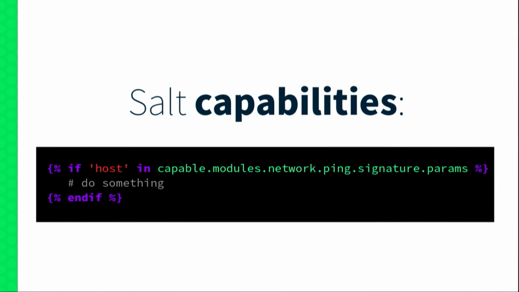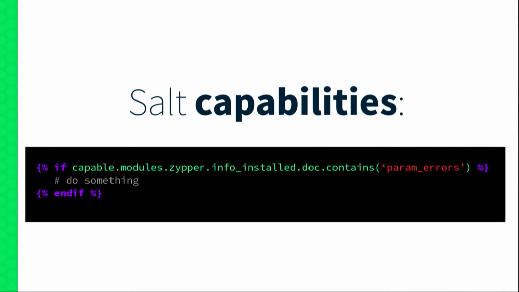So we can do it with this kind of stuff. This is an SLS file. Also, we can do something like, okay, let's see if the zypper info install documentation contains a reference to this particular parameter or whatever, and then we can take a decision there. Instead of causing the state to fail on that minion, we can prevent that. Cool.